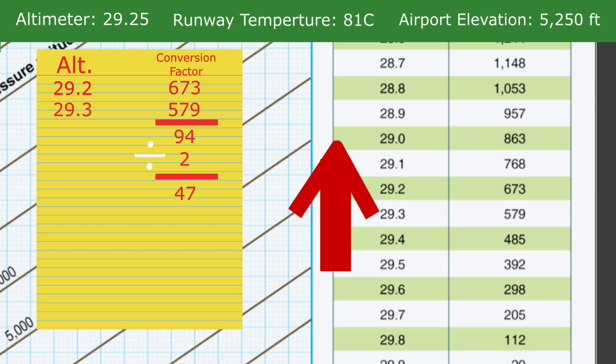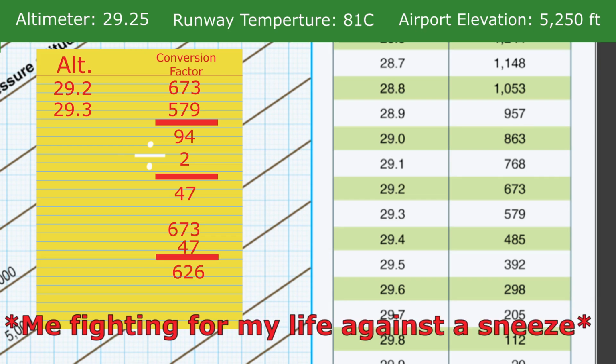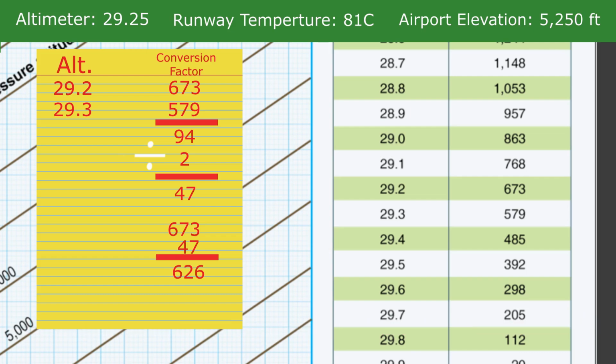Notice on the chart how as the altimeter setting increases, the conversion factor decreases in feet. So you're going to want to subtract the 47 from the conversion factor of 29.2, which is 673 minus 47, and you get an answer of 626 for an altimeter setting of 29.25. So that's going to be your conversion factor.